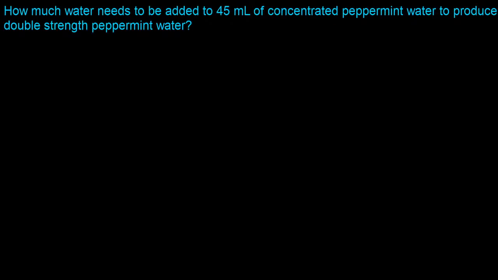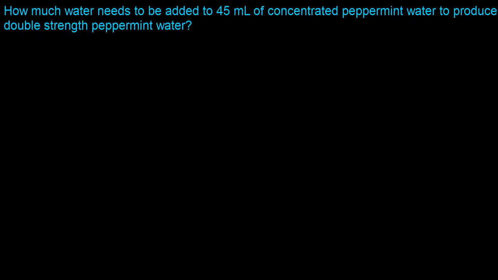is actually: how much water needs to be added to 45 milliliters of concentrated peppermint water to produce double strength peppermint water. So here we are going to indirectly address the question that was asked by Richard, and that is, at what point do you use the 1 to something and not 1 in something? And this is a useful question to illustrate that concept.